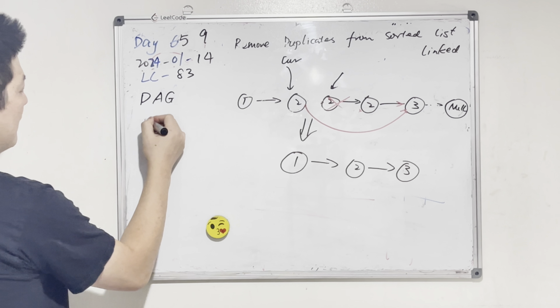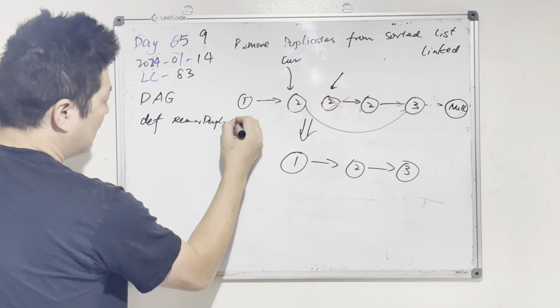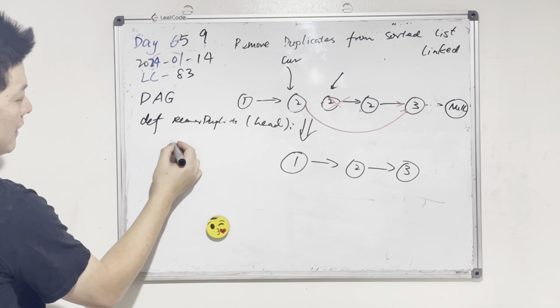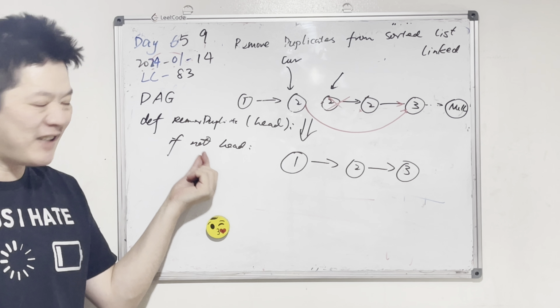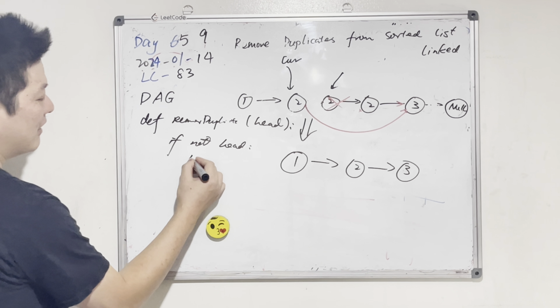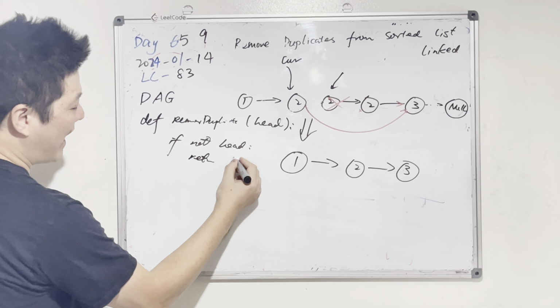Define remove duplicate, given a head. If not head, we have to check if it's given a node or nothing. If we're given nothing, then we return nothing, right? Because if we're given nothing, nothing is a valid linked list. Return none, okay?